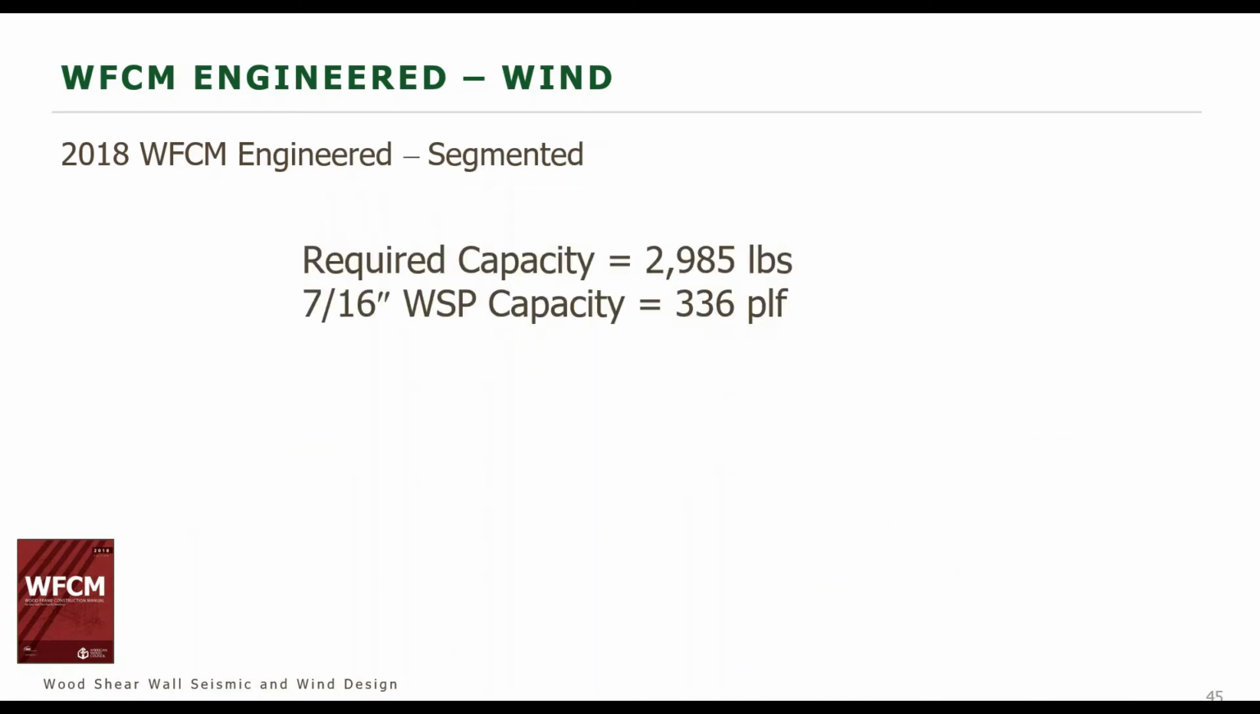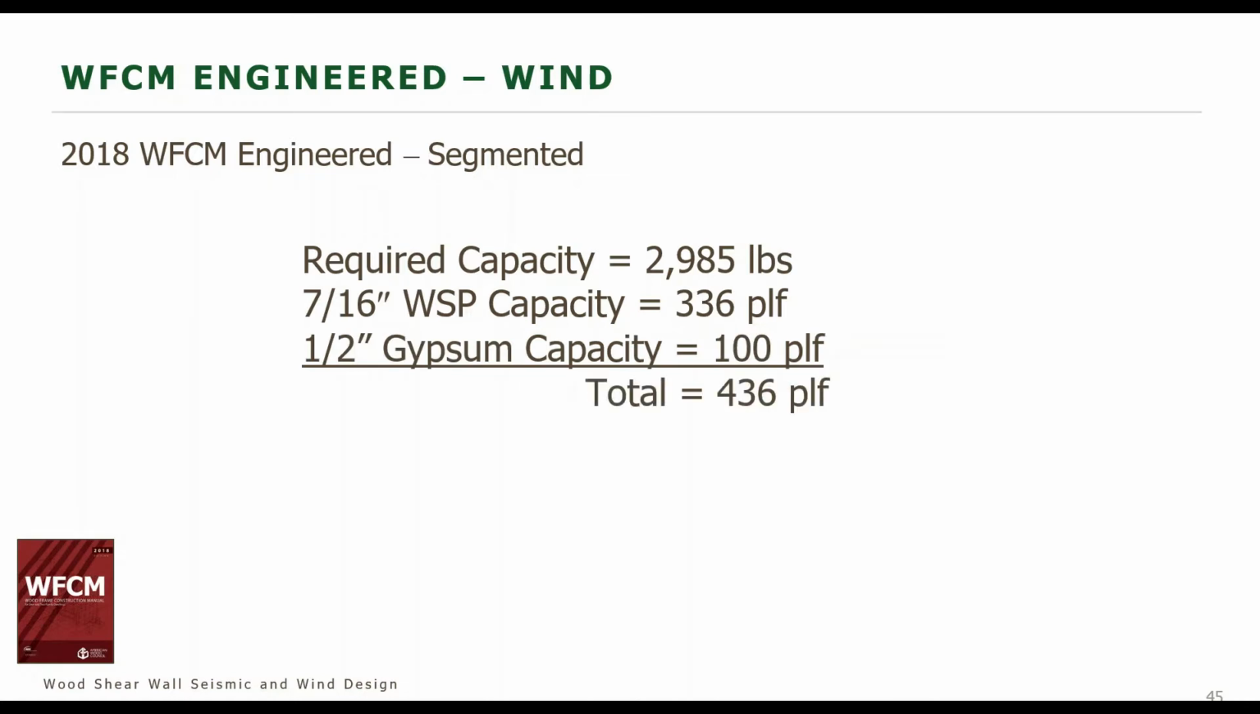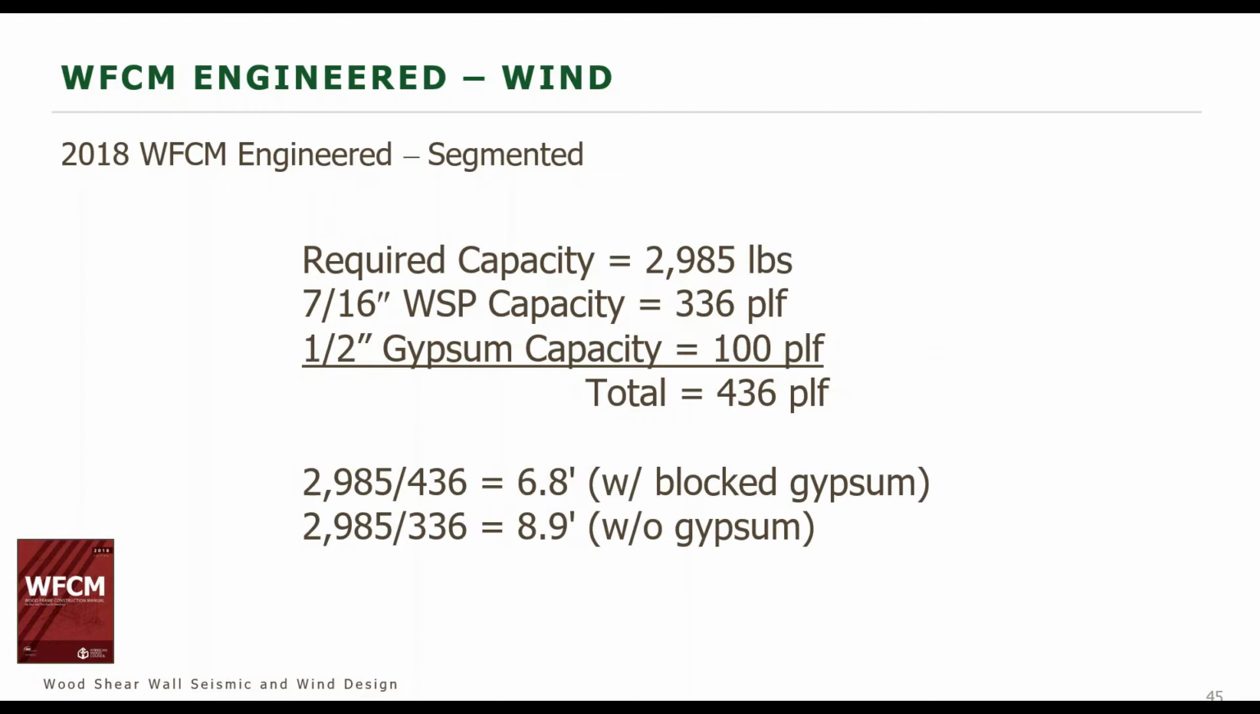We see that the 7/16 wood structural panel has a capacity of 336 pounds per lineal foot. The gypsum has a capacity of 100 pounds per lineal foot, which gives us a total of 436 for the combined wall. Dividing the demand by the capacity, we see that we have a required full height sheathing length of 6.8 feet for the wall with the block gypsum interior, and then 8.9 feet if we're not including the contribution of the gypsum.